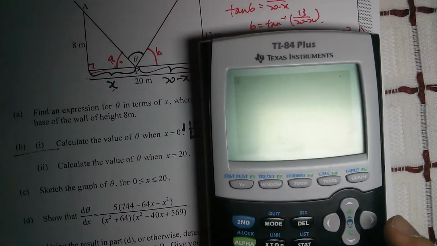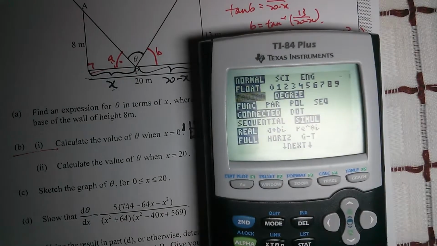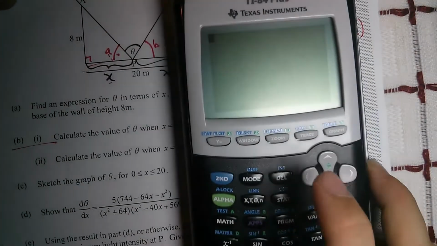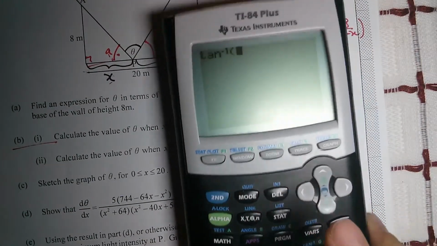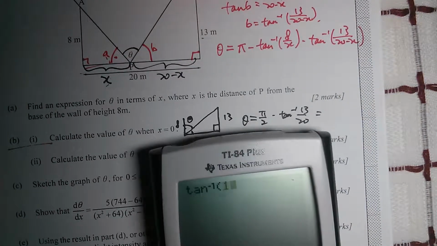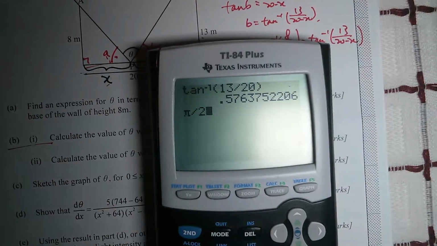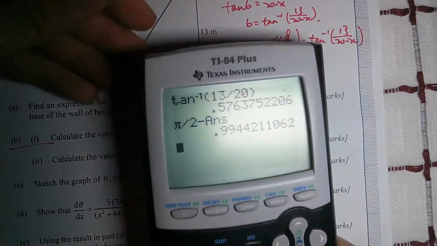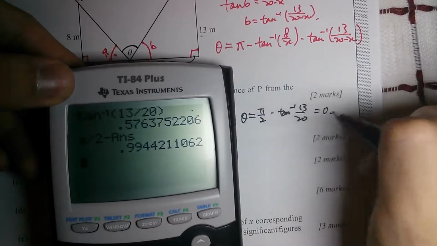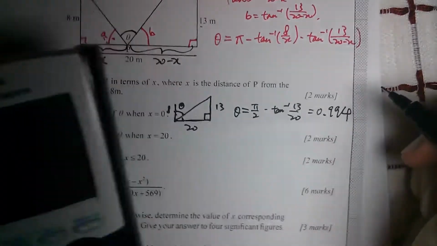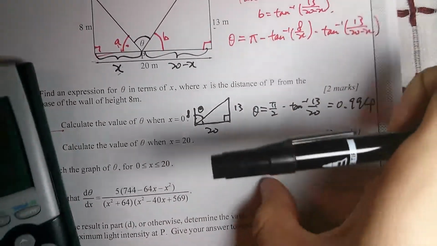I hope you can see, I change it to radian mode. Remember to do this every single time, because if you reset the calculator or anything, the setting would go off. So pi over 2, where's pi? I'm so bad with this calculator, actually. I hate this very much. I would say it publicly. 0.994. Usually 3 significant figures are enough.